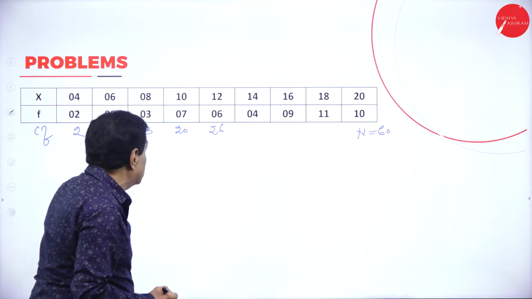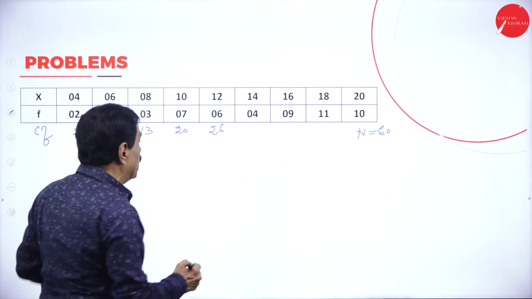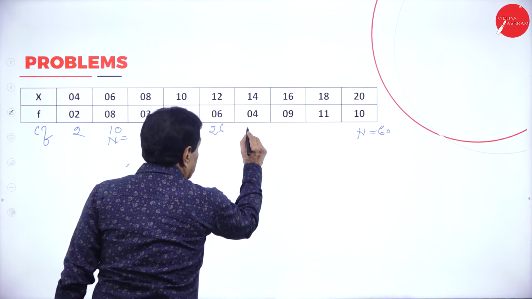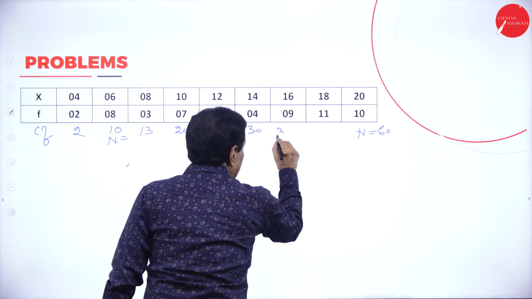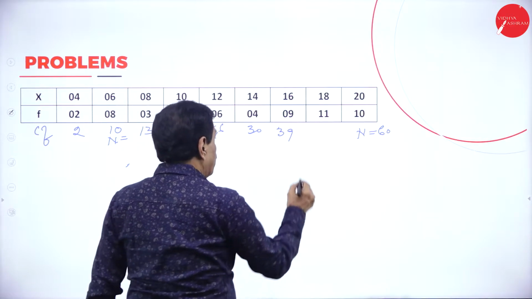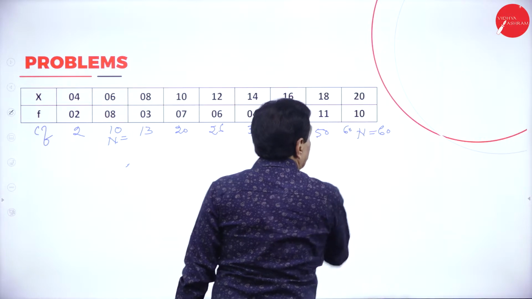For 3 should be added, 13. 13 plus 7 is 20. 20 plus 6, 26. 26 plus 4 is 30. 30 plus 9 is 39. 39 plus 11 is 50. 50 plus 10 is 60.